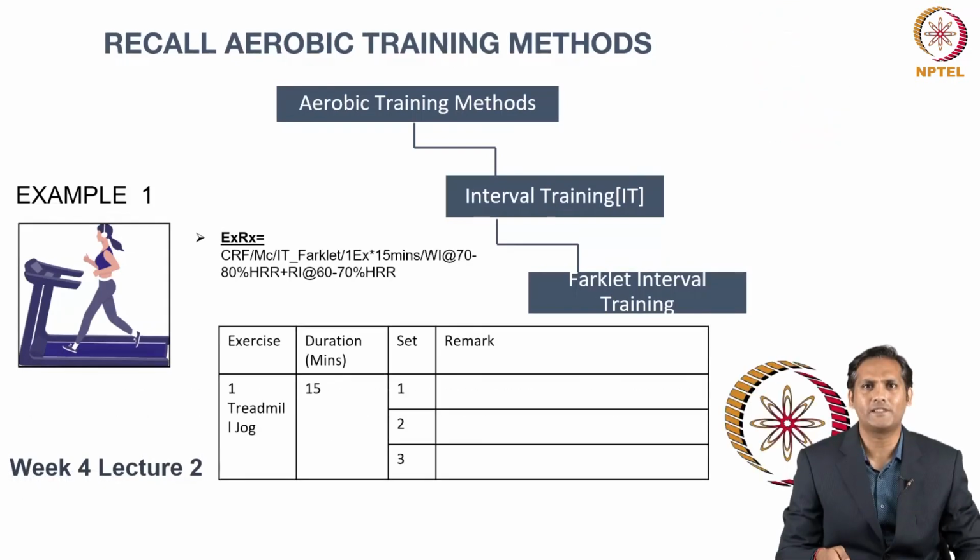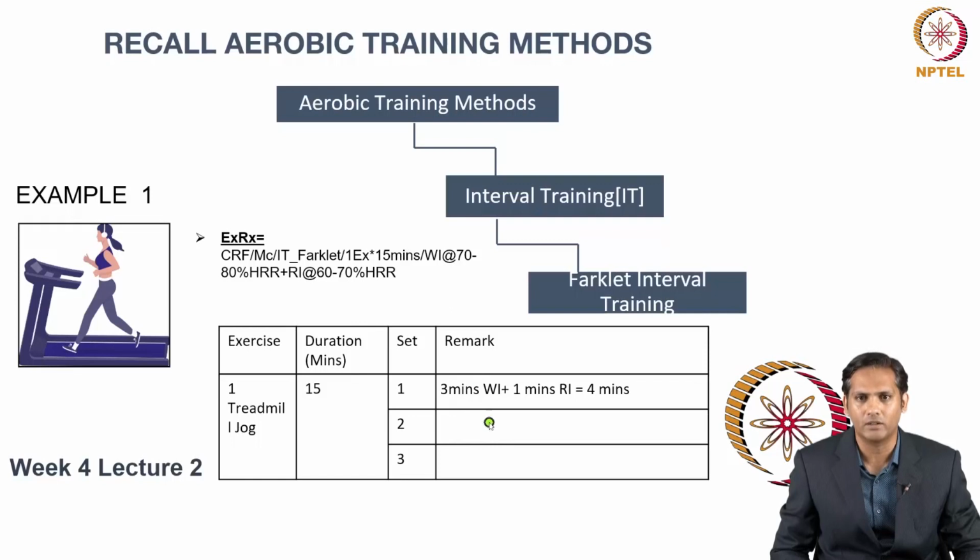Let's explore this example in more detail. Let's assume that in set 1, the work interval you are able to cover is 3 minutes. It means you sustain the given intensity of 70 to 80% of HRR for 3 minutes. At the end of the 3 minutes, you perceive that you are getting more tired. So you reduce the speed and you make sure that the speed is not below 60% of HRR.